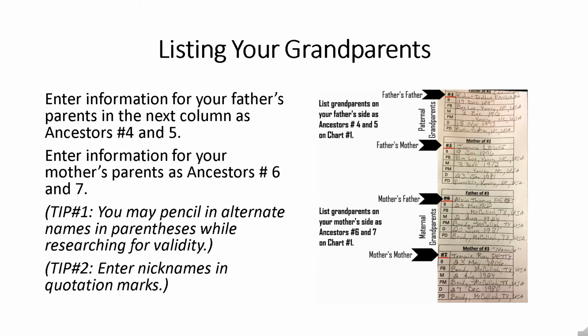Listing your grandparents. Enter information for your father's parents in the next column as ancestors number 4 and 5. Enter information for your mother's parents as ancestors number 6 and 7. Tip number 1. You may pencil in alternate names in parentheses while researching for validity. Tip number 2. Enter nicknames in quotation marks.